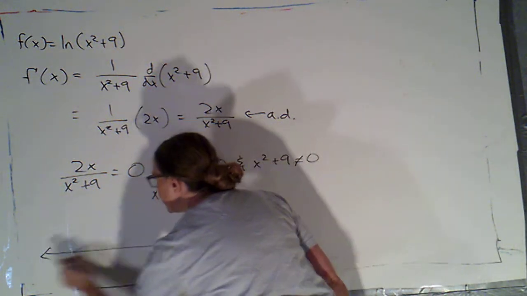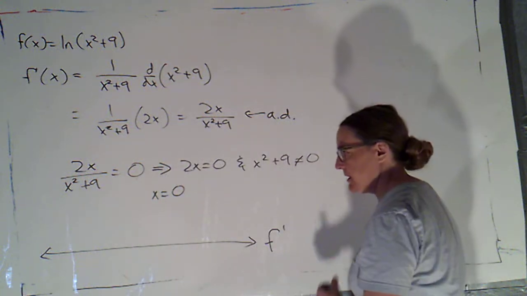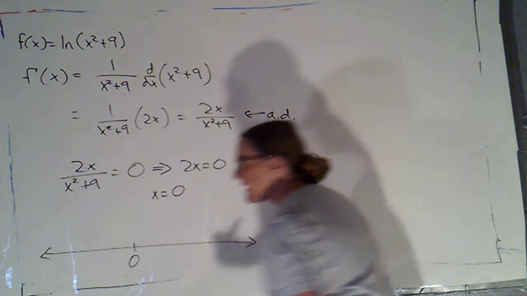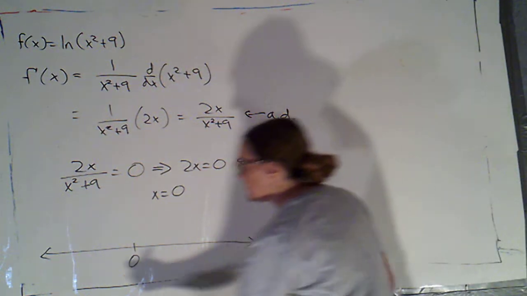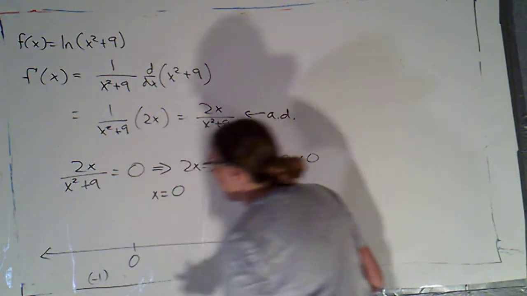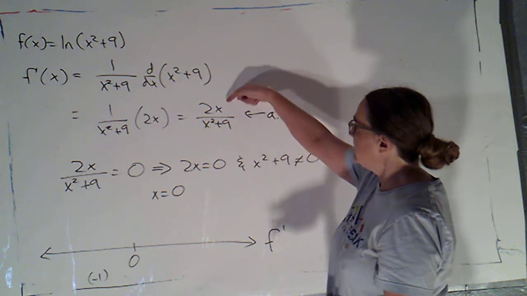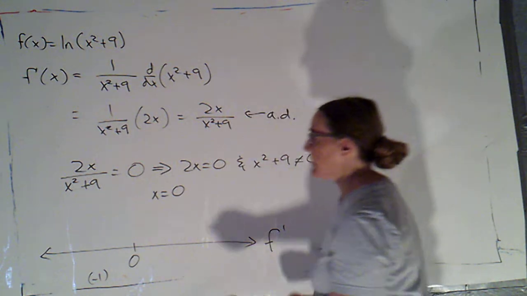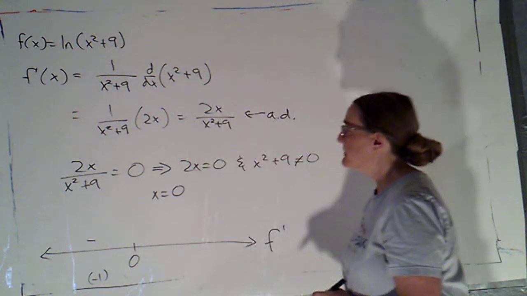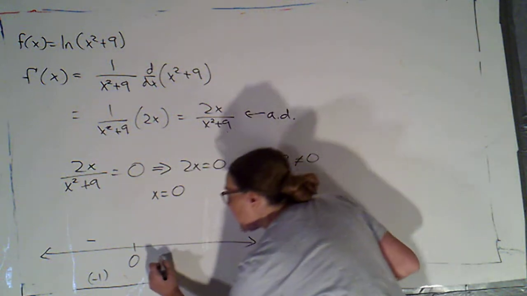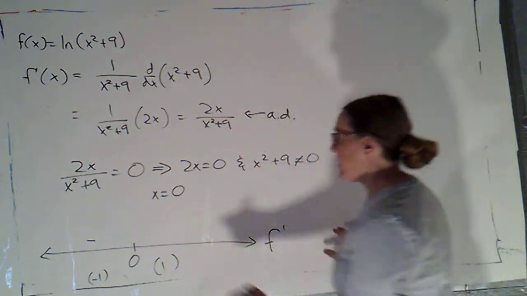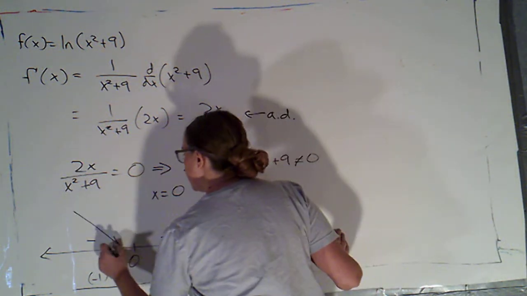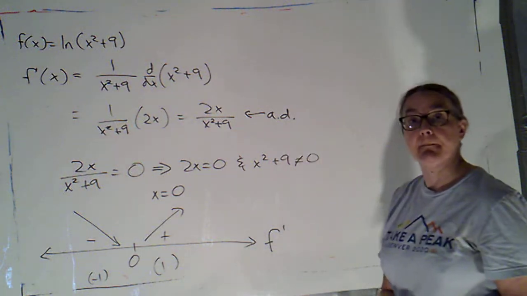It's 0, so I'm going to draw my number line for f prime. I'm going to mark off that critical number of 0, and then I'm just going to pick some test numbers. So I could pick -1. If I plug that in, I'm going to get a negative divided by a positive, so it's going to be negative. If I pick a number to the right of 0, I'll pick 1. I'm going to get a positive over a positive. That's positive. So we're going down and then up.